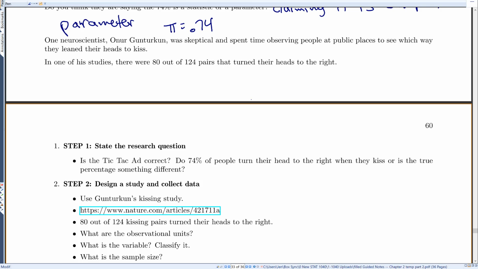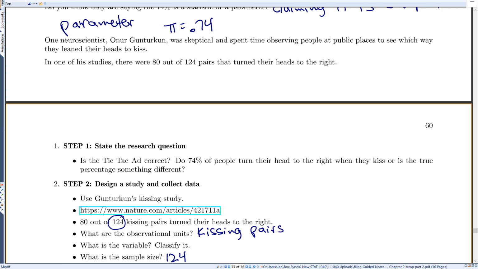Let's see, what are the observational units? In this case, it's not each person that he looked at. He looked at the pairs, or you can always look at the sample size. So the sample size is 124. We can write that down while we're talking about it. But he collected data on 124 what? He didn't collect data on 124 people. He collected data on 124 kissing pairs. So the observational units are the kissing pairs.